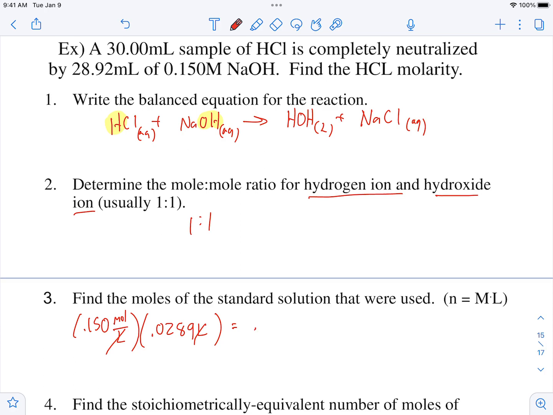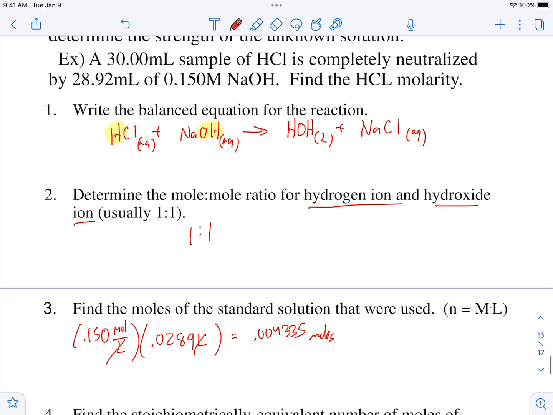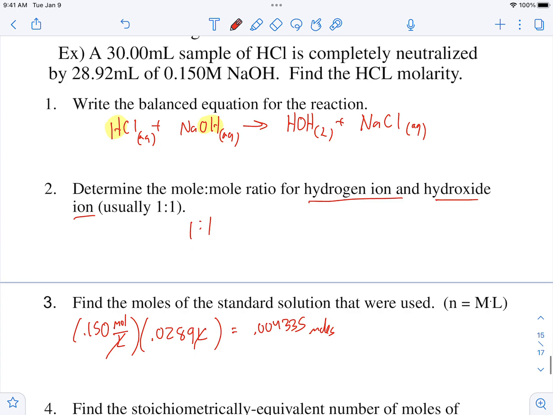All right, so 0.004335 moles of the standard solution. Can you guys tell me which one is the standard solution? Is it the NaOH or is it the HCl? Remember, the standard solution is the one that you know the concentration of. It's going to be the sodium hydroxide, yeah. Okay, so we have the moles of the standard solution.